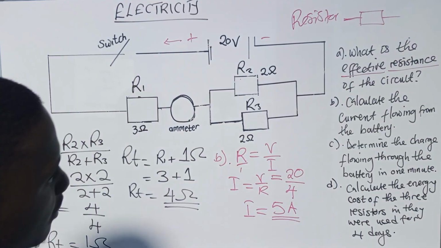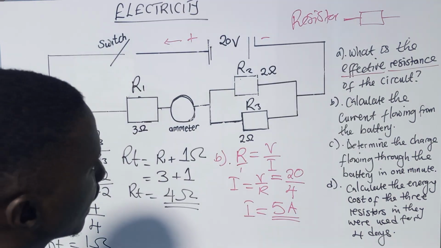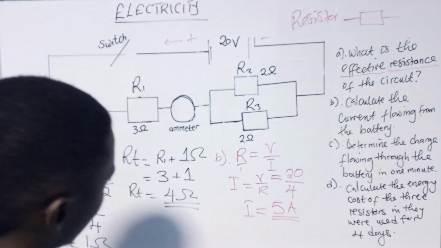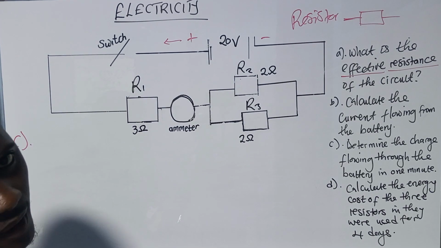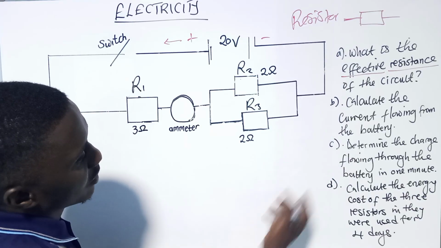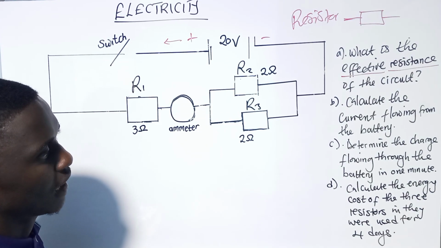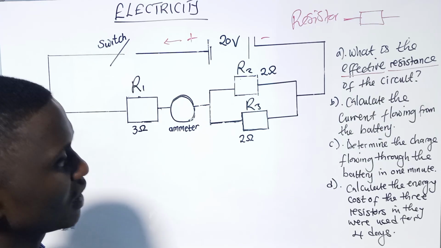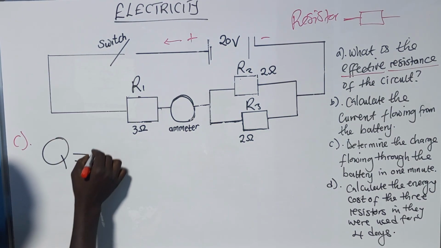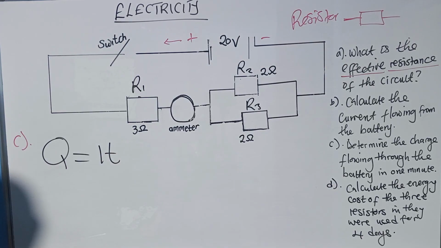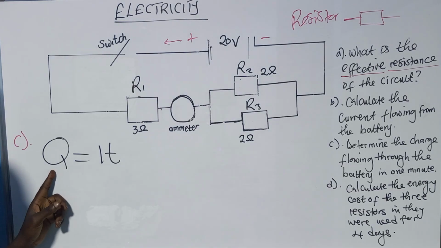Okay? Having found this, we can now determine the charge. Okay, now we are right here on question C, where we will need to find the charge flowing through the battery in 1 minute. Now, the formula for charge, it is Q is equal to IT. So we want to find this, okay?